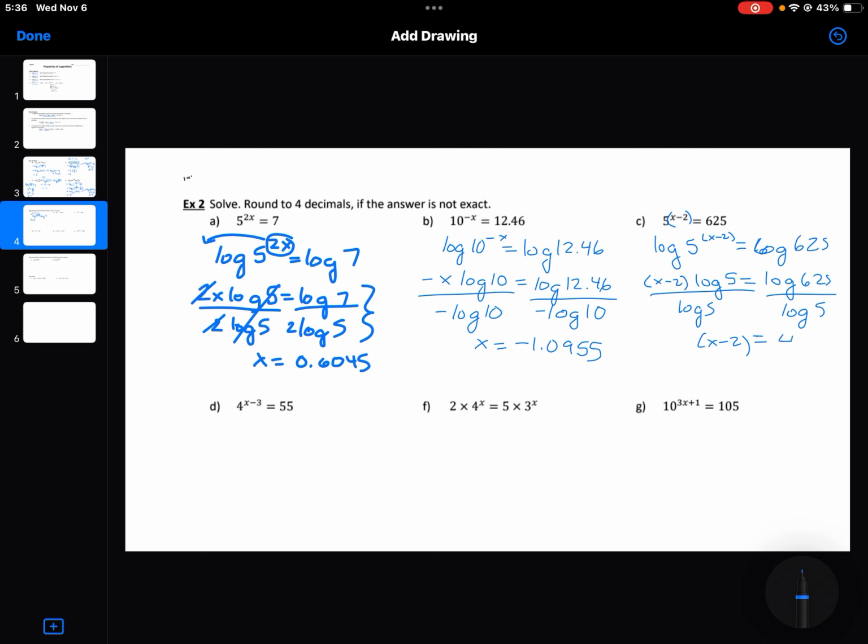Which gives me an answer of 5. You can get that with or without a calculator in this case. My last step is just going to be to add 2 to each side, which is going to give me x equals 6.